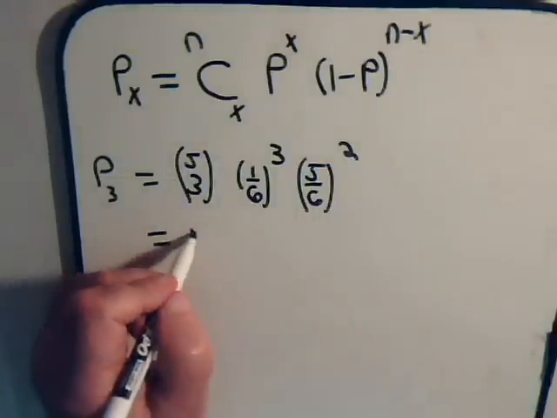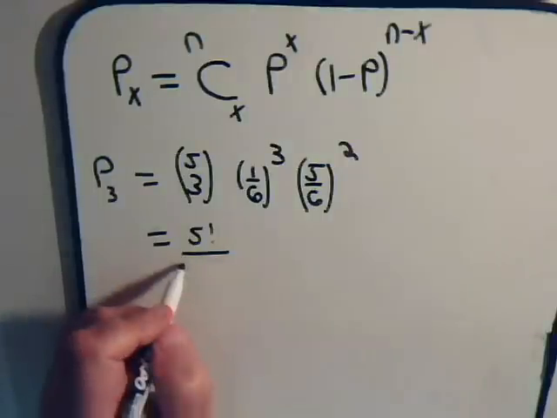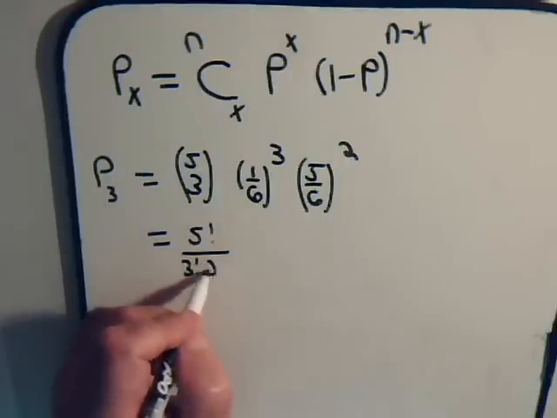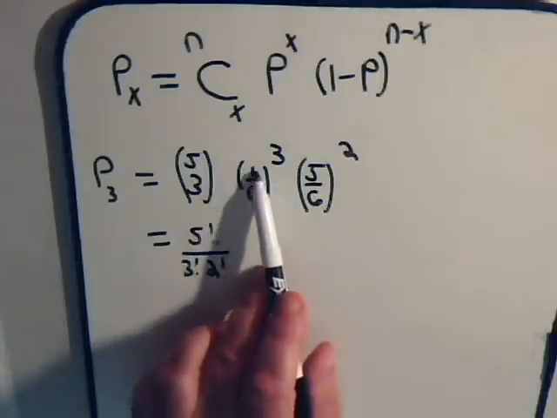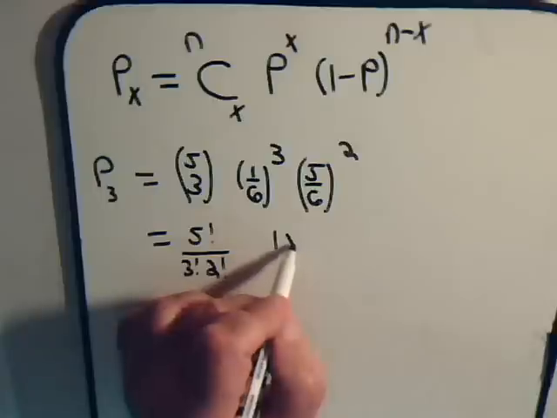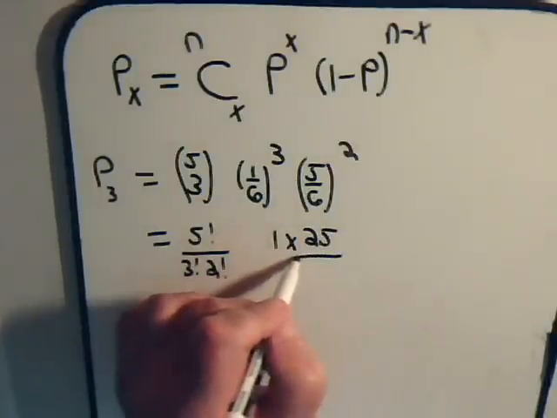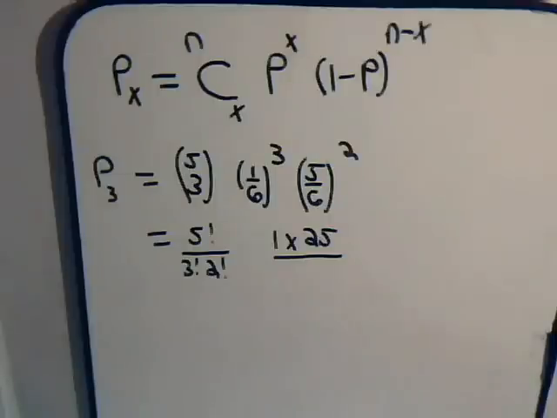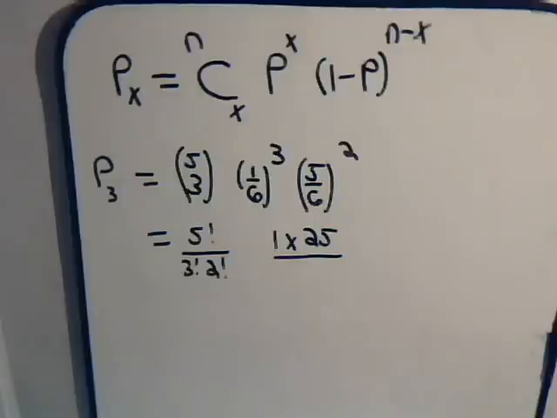This is 5 factorial over 3 factorial times 2 factorial. And let's see, here we have 1 times 25 over, and here we have 6 to the 5th power.